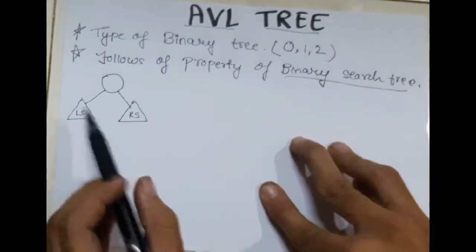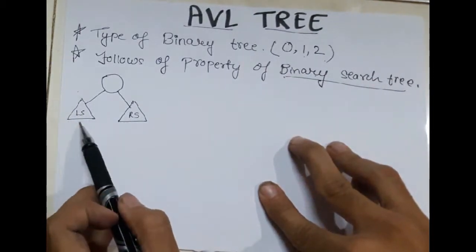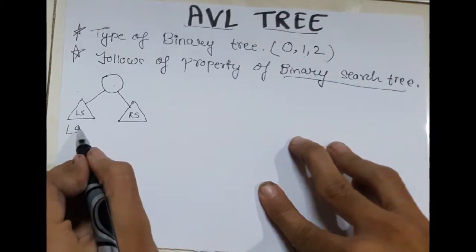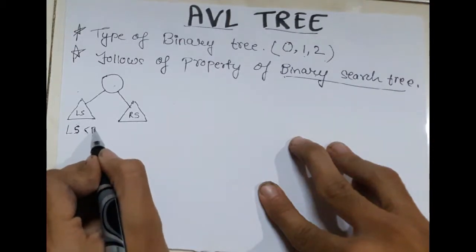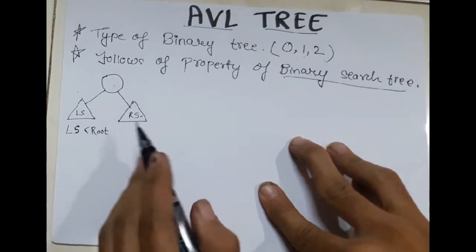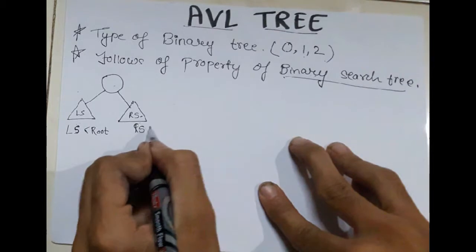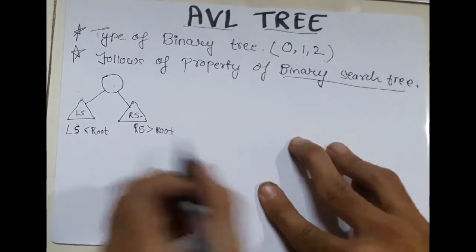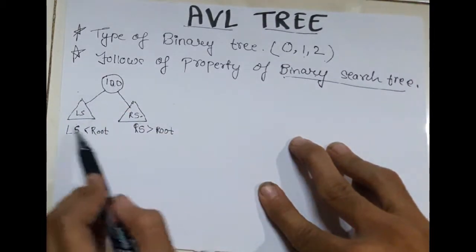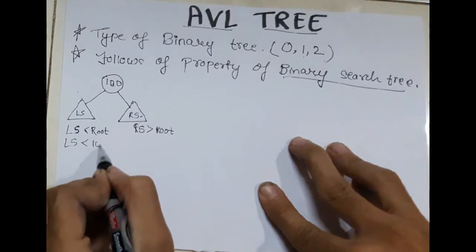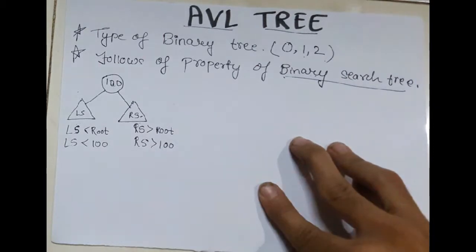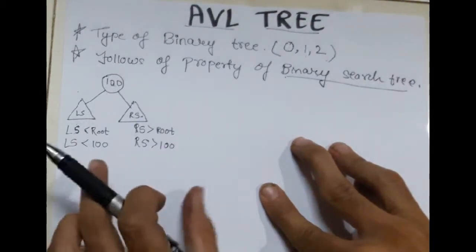So in a binary search tree, the nodes in the left subtree have values less than the root node. Means left subtree. So the nodes of left subtree have values less than root. And this is right subtree. So nodes in the right subtree have values greater than root. Suppose if the value of the root node is 100. So now the nodes in the left subtree will have values less than 100. And nodes in the right subtree will have values greater than 100. Okay. So this is the logic of binary search tree.